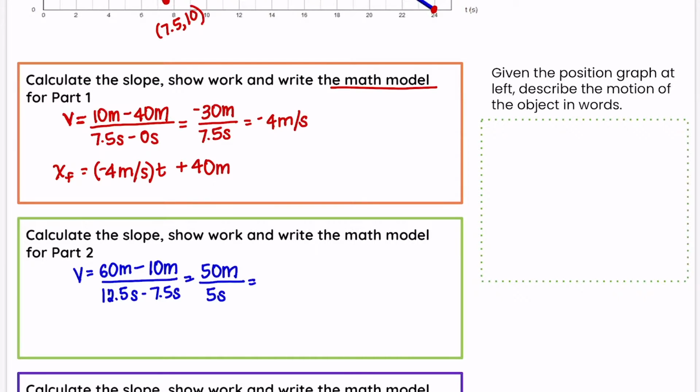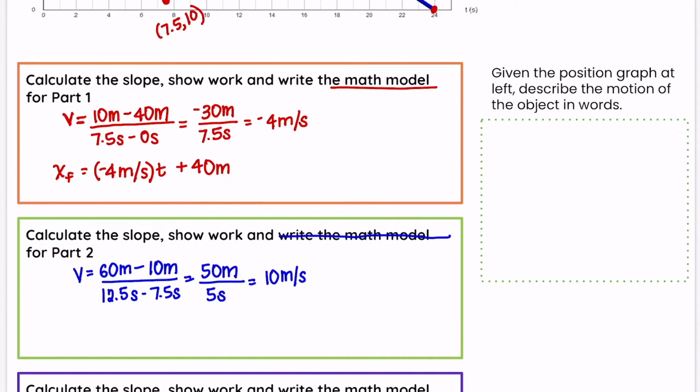All right, so now we have 50 meters divided by 5 seconds is going to give us 10 meters per second. And that is our velocity. We're not going to write the mathematical model for this because it's a little bit more complicated than what I taught you in class. So that's going to be fine.